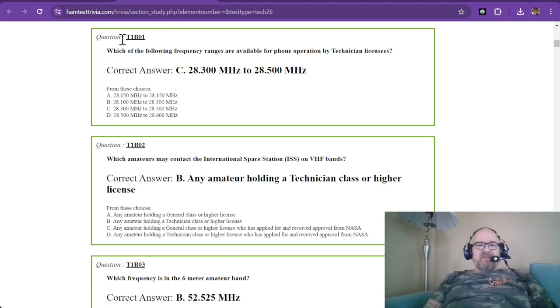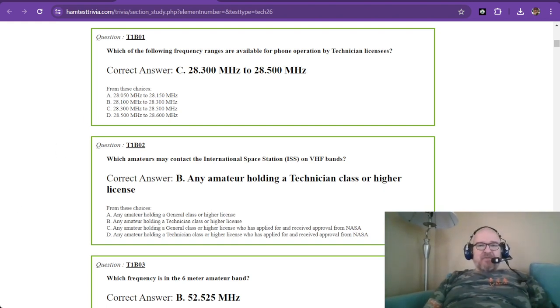This is going to be technician element 1, sub-element Bravo. There are about 13 questions from here. Again, this section is all about memorization. Which of the following frequency ranges are available for phone operation by technician licensees? The correct answer is 28.3 to 28.5 megahertz, and that falls within the range of what your license allows you to operate.